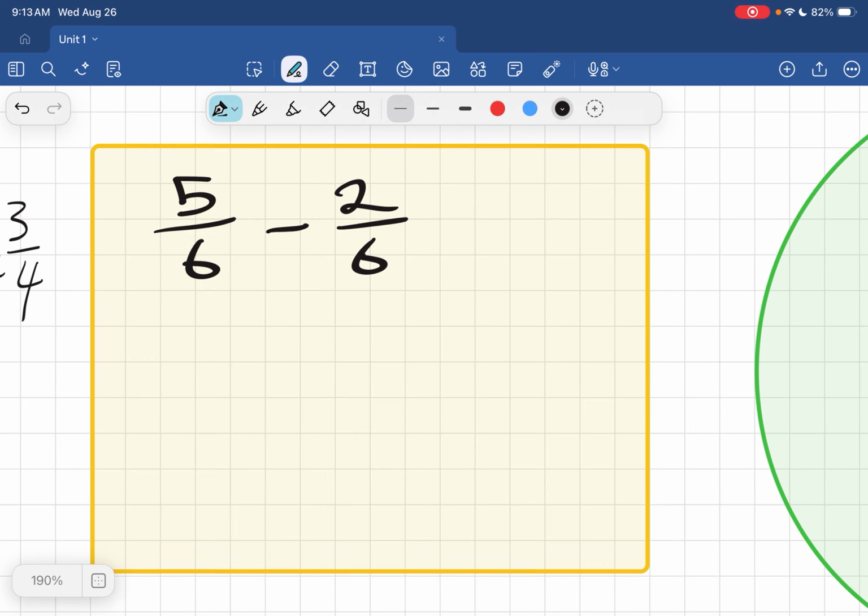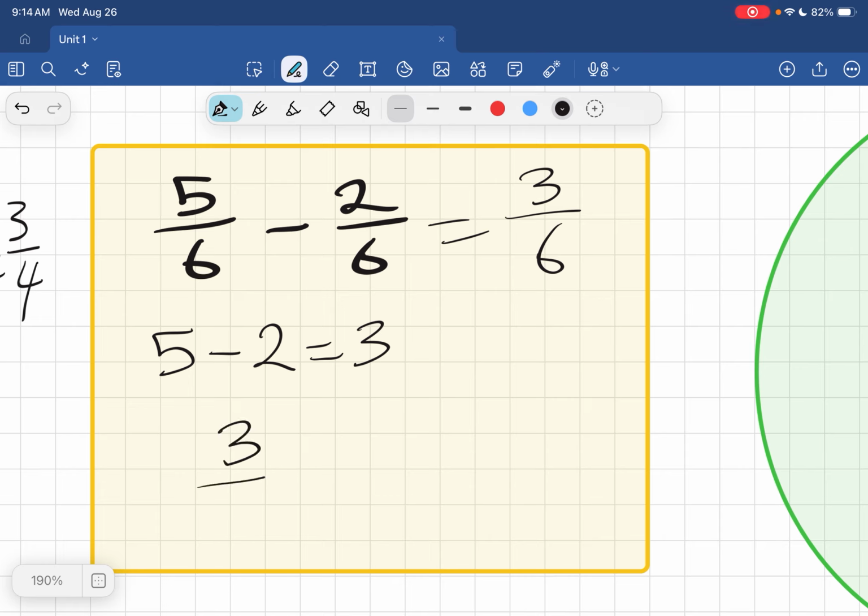Subtraction works the same way when the denominators are the same. Subtract the numerators and keep the denominator. We'll get 3/6, but we're not finished. We should always check whether our answer can be simplified. Three-sixths simplifies to 1/2. Now let's look at a different problem.